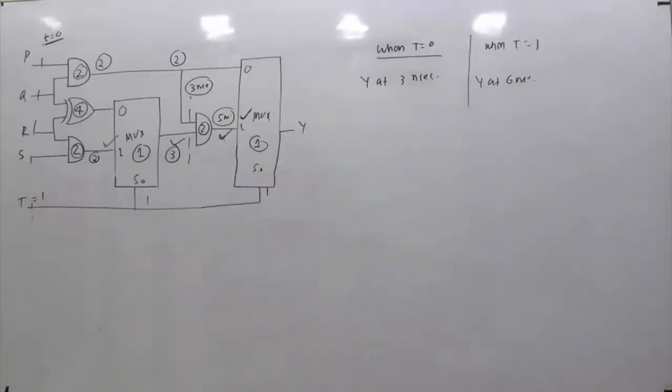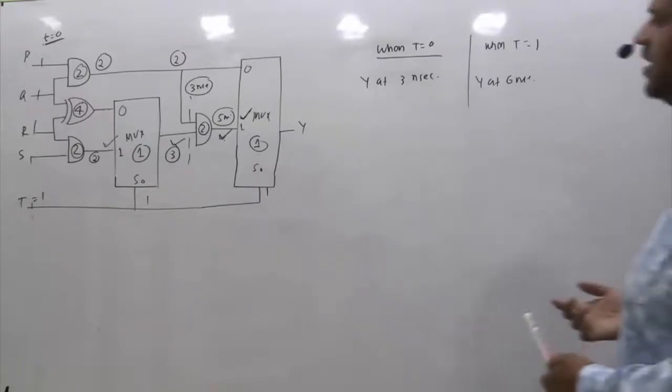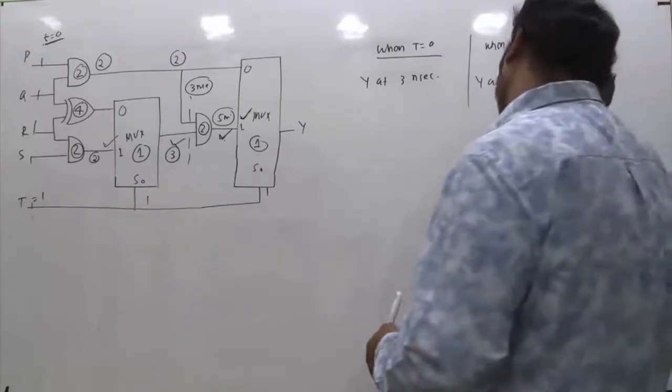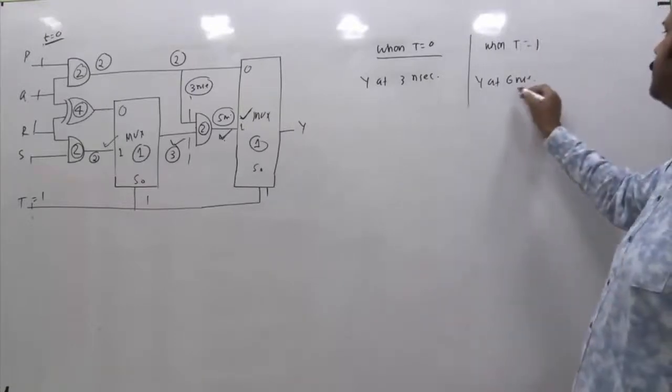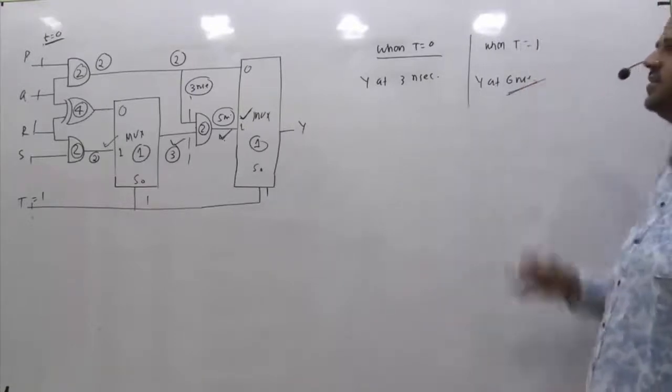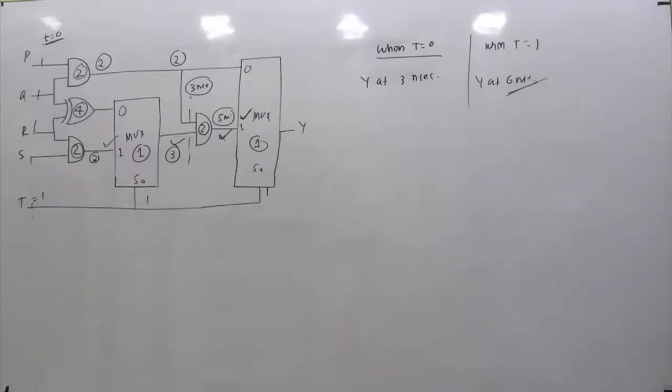Okay, so you can see when t equals 0 we are getting output at 3 nanoseconds, when t equals 1 we are getting the output at 6 nanoseconds. So the maximum possible propagation delay is 6 nanoseconds. If the question would have been for minimum, then the answer could have been 3. If they are asking maximum, it should be 6.